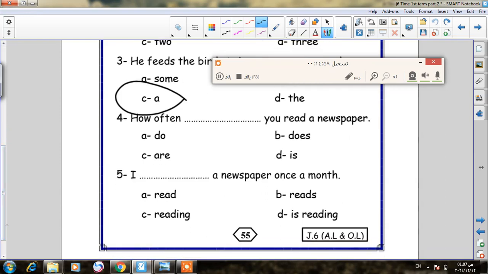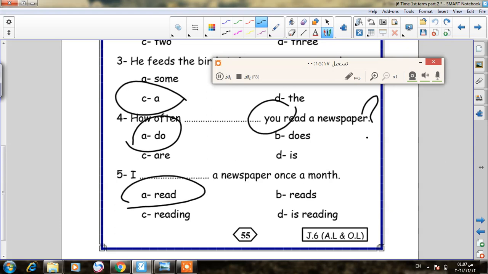And then he often dots you read, how often dots you read a newspaper? We're gonna put a question mark here. How often we have you? So of course we're gonna pick do. How often do you read a newspaper? And then number 5, I dots a newspaper once a month. I read.